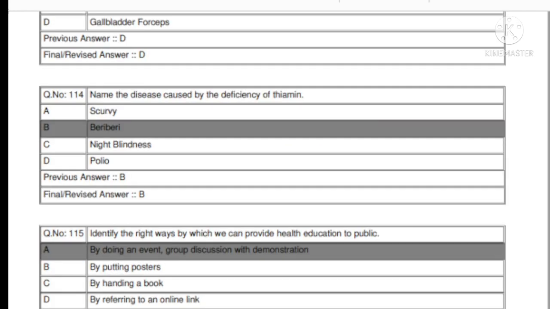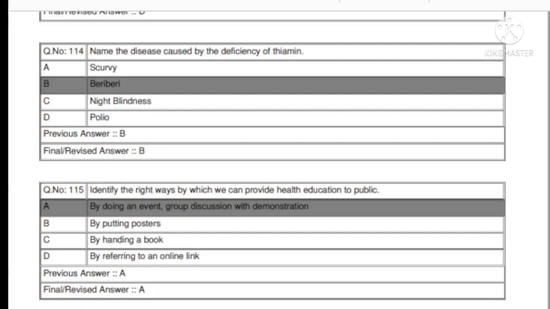Next question, question number 114. Name the disease caused by the deficiency of thiamine. A. Scurvy, B. Beriberi, C. Night blindness, D. Polio. So its answer is beriberi.